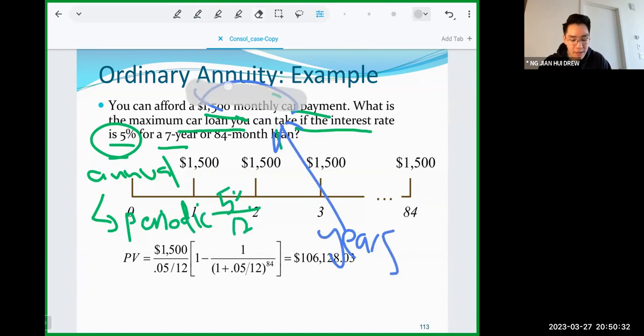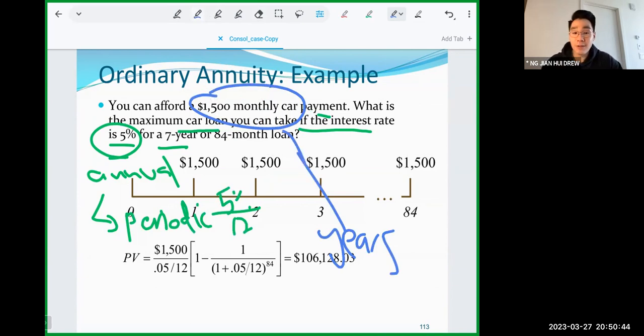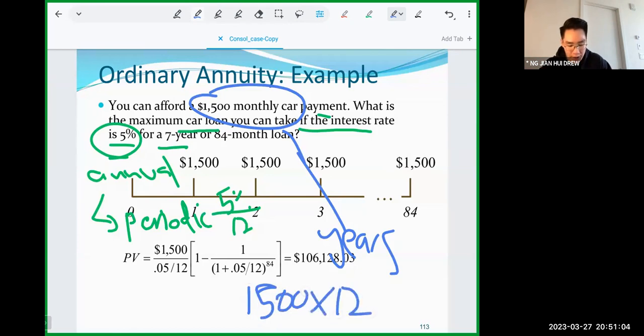Because if you are going to convert this into years, what do you have to do? You have to take into account the compounding of 1500 for each month that you multiply by 12. So what does this mean? 1500 times 12. Is this correct if I want to convert it to years and do everything in years? Can I do this to work out this solution in years? No. You can't do that.